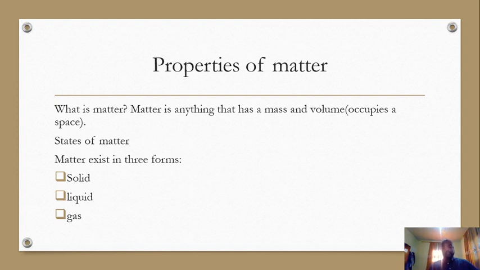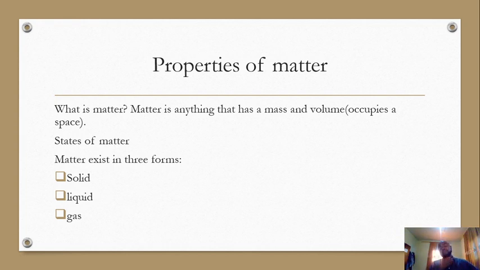Can you tell me a substance that has all three states or forms? Yes, water. Water can be a solid. If you freeze water, it becomes what? Ice, which is solid. If you melt it, that ice will become water. If you boil it at a very high temperature, it will become gas.